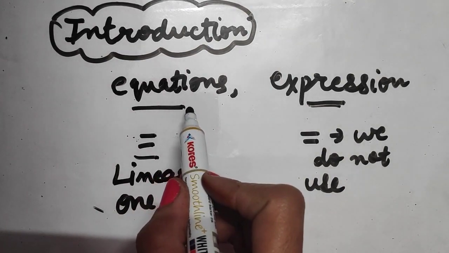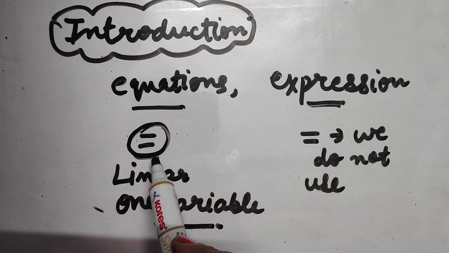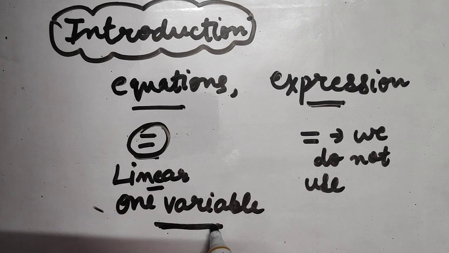Equation we have come to know. What is an equation? If in an expression we are using an equality sign, that becomes an equation. What is the meaning of linear? One variable we have come to know. One variable means one symbol should be there that is unknown to us. So that is the meaning of variable.